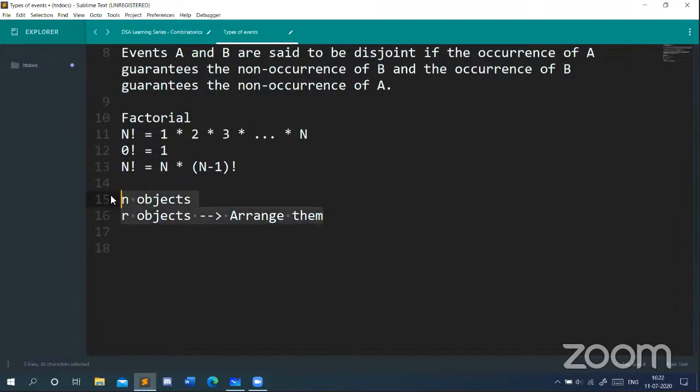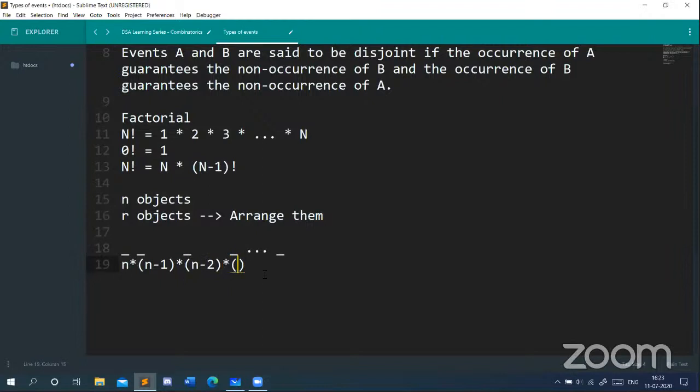So moving on to permutations. I have n objects, and I need to pick r objects out of them and arrange them in a line. So what I'll do for this is I'll say, okay, fine, I have r blanks. For the first blank, I'll have n choices. For the next blank, I'll have n minus 1 choices, and for the next blank, I'll have n minus 2 choices, and so on.